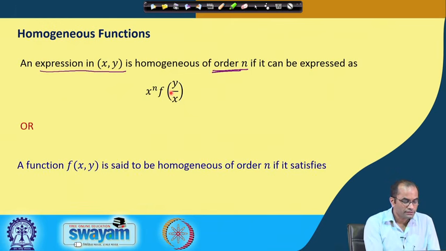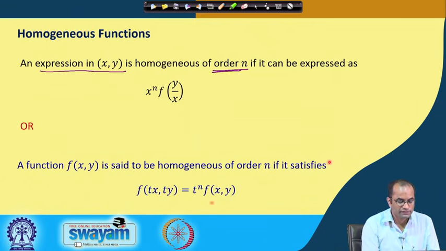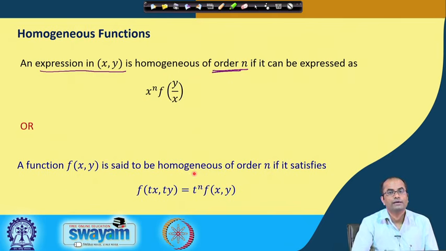Or in terms of the functions we can define: a function f x y is said to be homogeneous of order n if it satisfies the following. We replace the arguments x and y by t x and t y, and if we can bring this t power n out of the function, so that t power n remains and again the function of x y remains, then we have the concept of the homogeneous function of order n. We will call such a function a homogeneous function of order n.